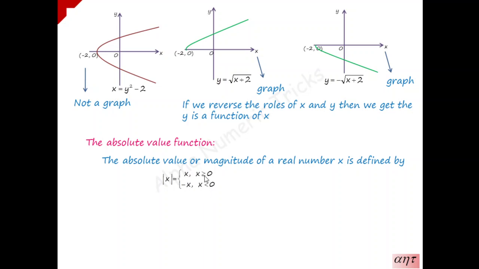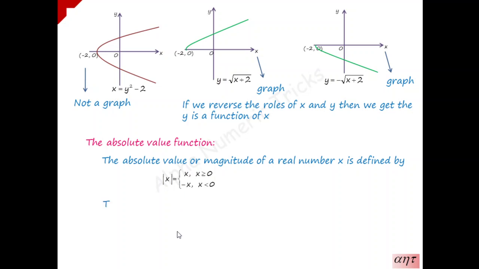So what is the meaning of x greater than or equal to 0? x takes a non-negative value: 0, 1, 2, 3, like that. So here you get a positive value. What is the meaning of x less than 0? 0 is not included here, so you have to take minus 1, minus 2, minus 3. When you substitute x equals minus 1, minus of minus 1 becomes plus 1. When you substitute x equals minus 2, minus of minus 2 becomes plus 2. So at all points you get a positive value. This is the meaning of absolute value.